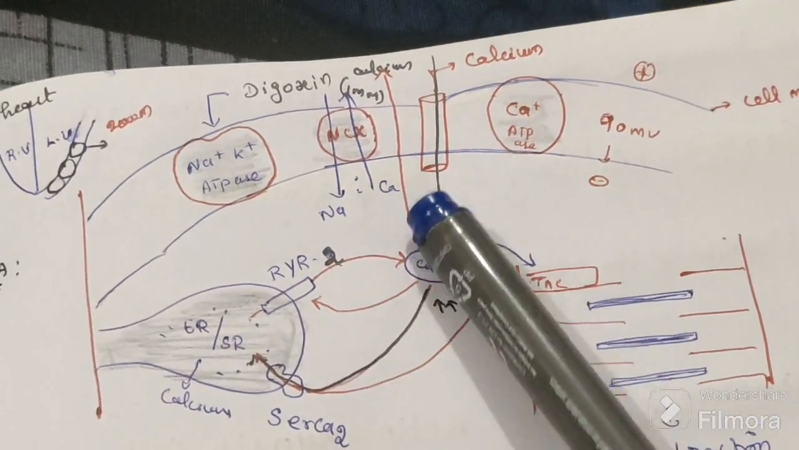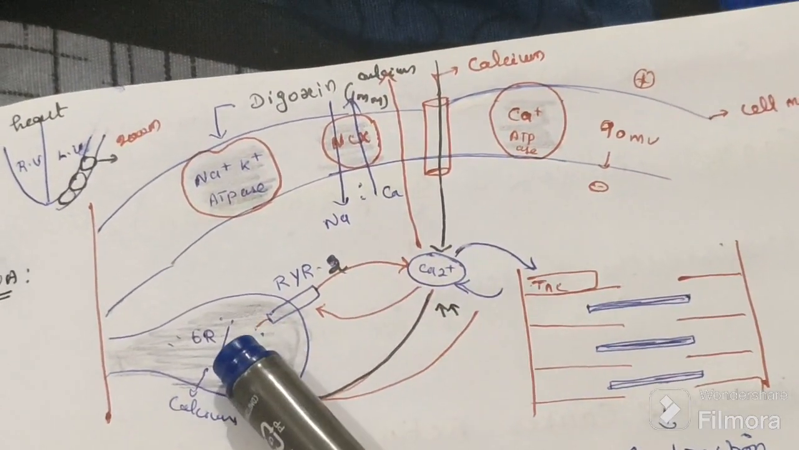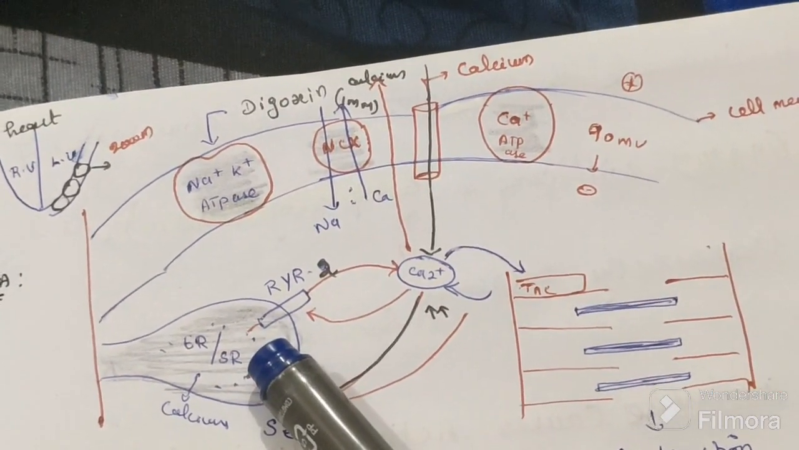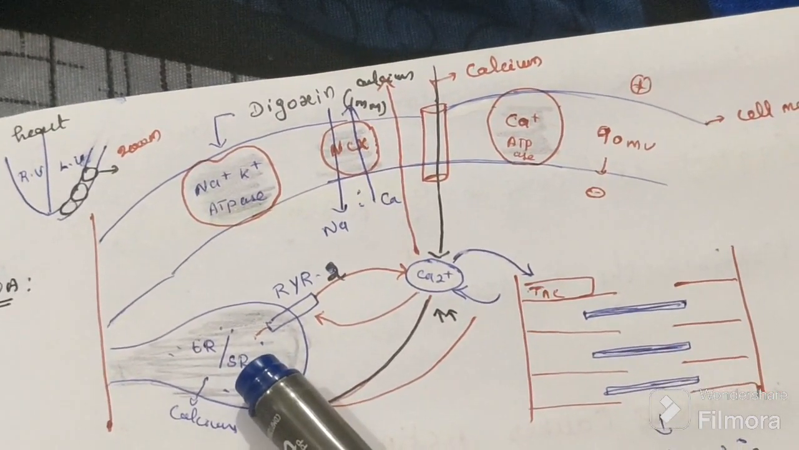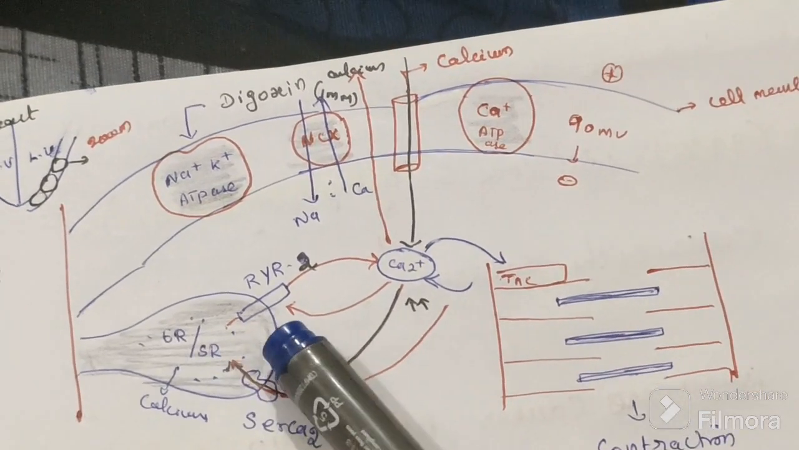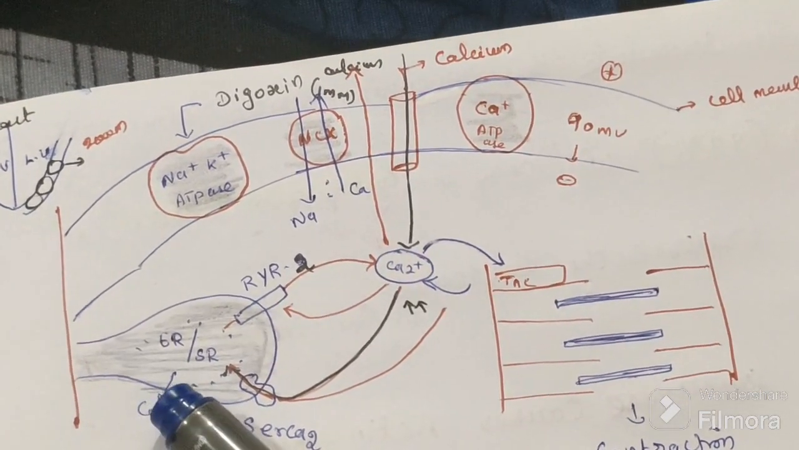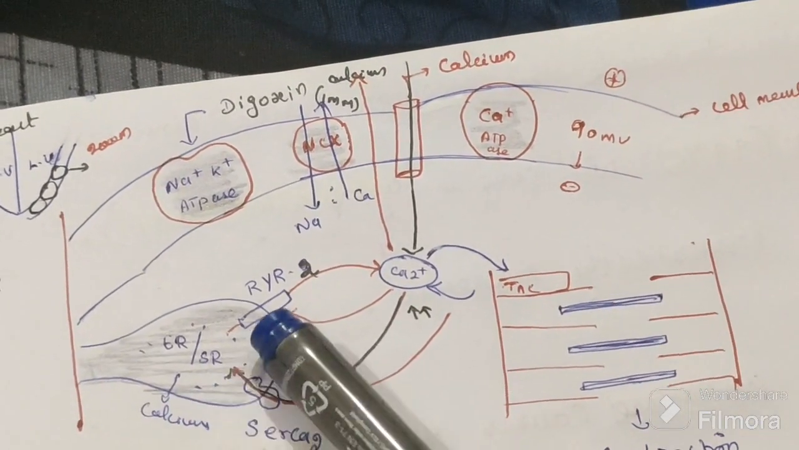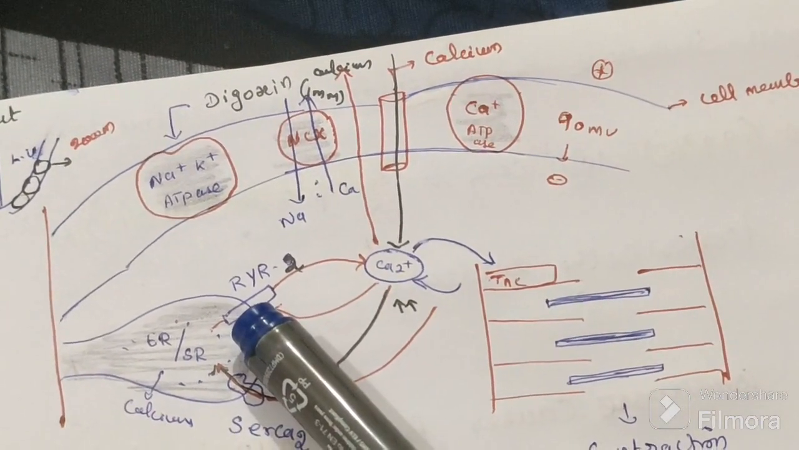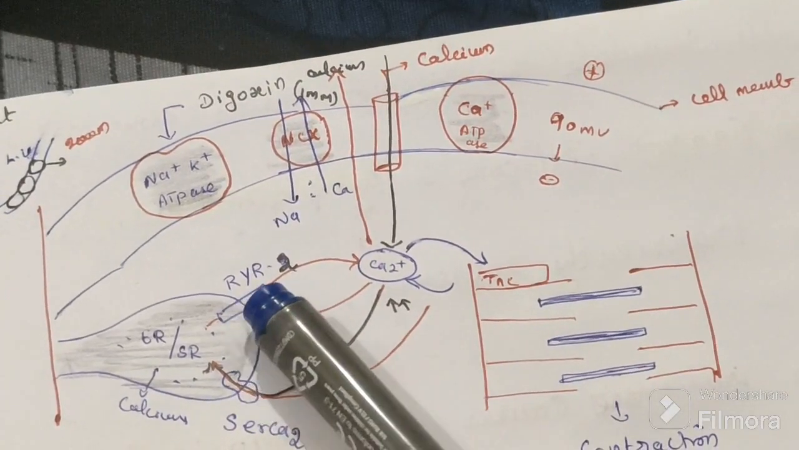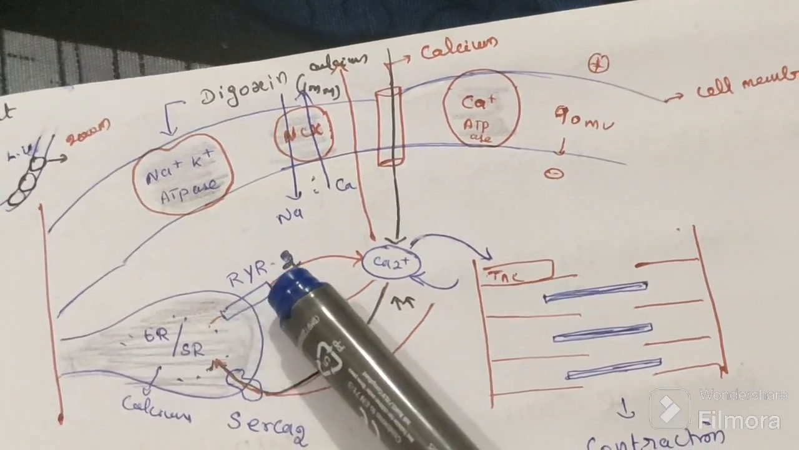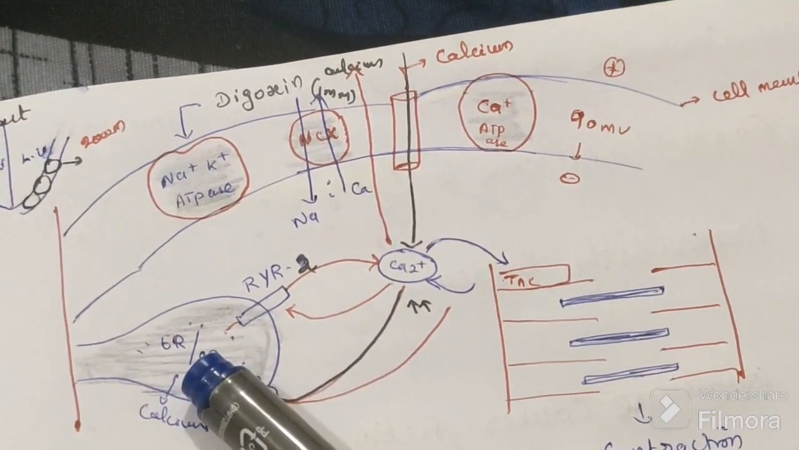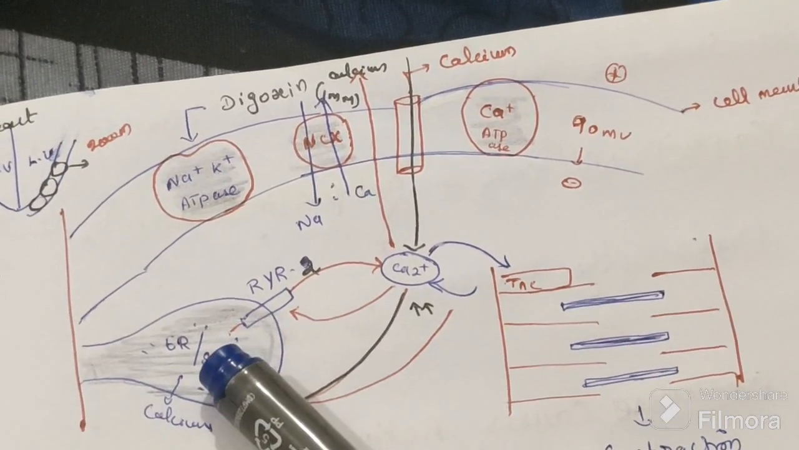So now it reaches the cytoplasm. After that it will enter the endoplasmic reticulum or sarcoplasmic reticulum of the cell, where there is another receptor. By using that receptor only it will go inside. The name is the ryanodine calcium receptor channel, RYR2. With the help of this RYR2 only, it will enter.